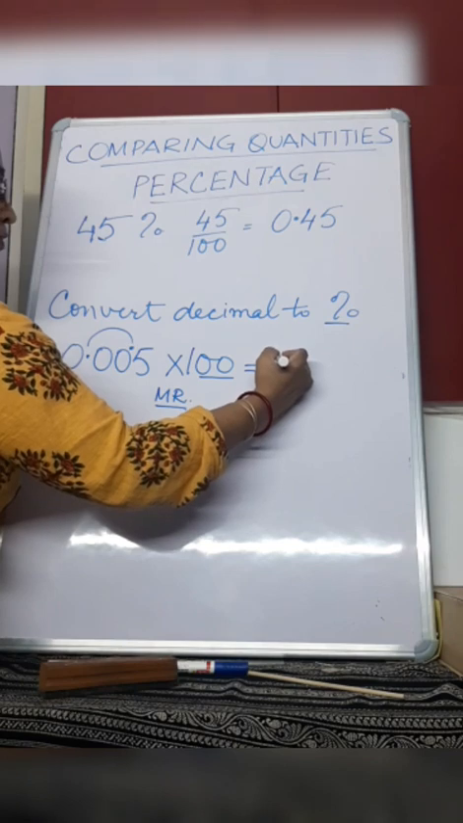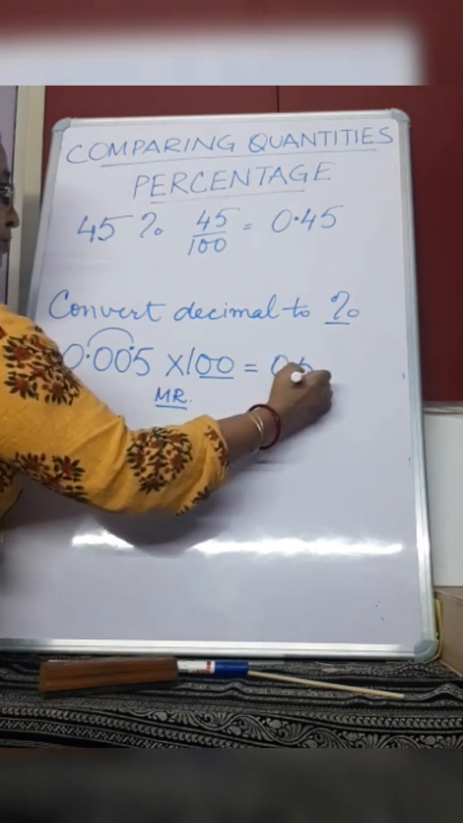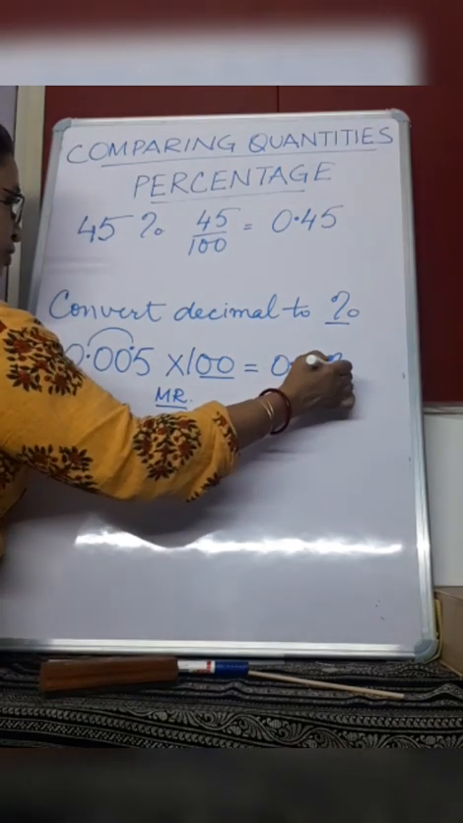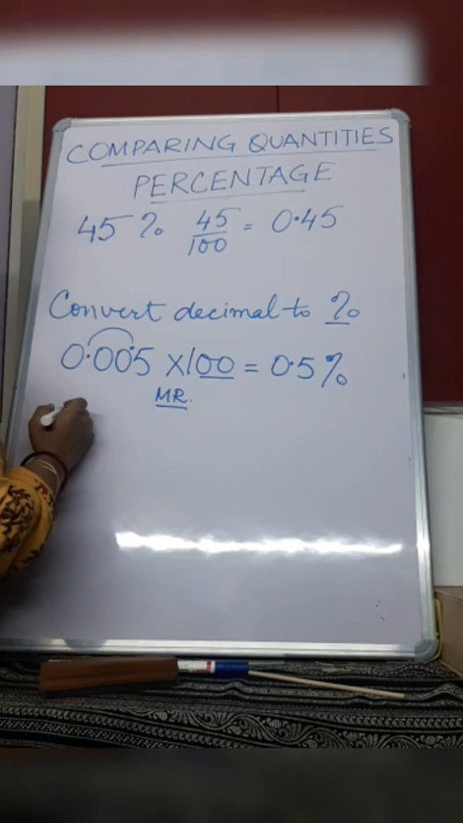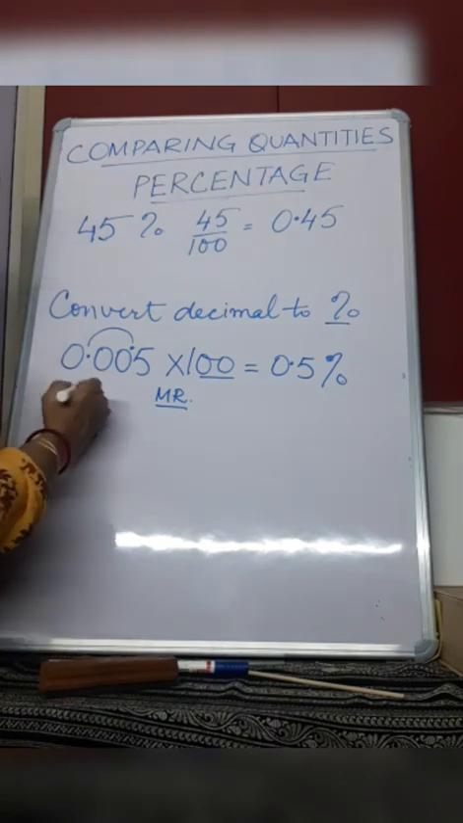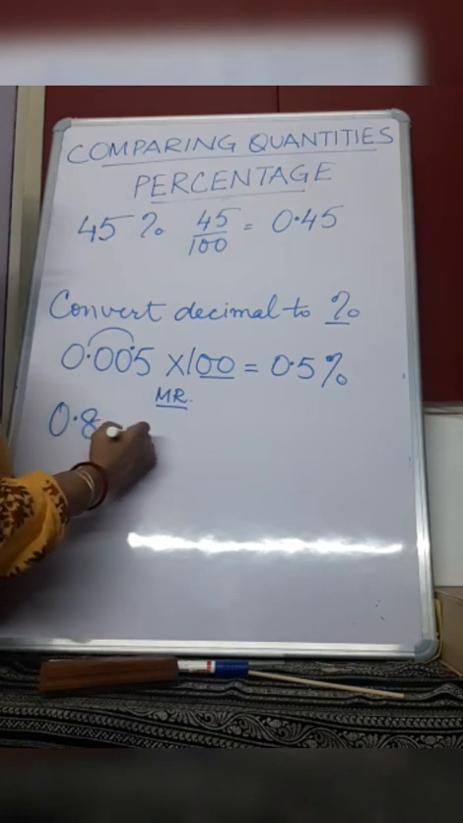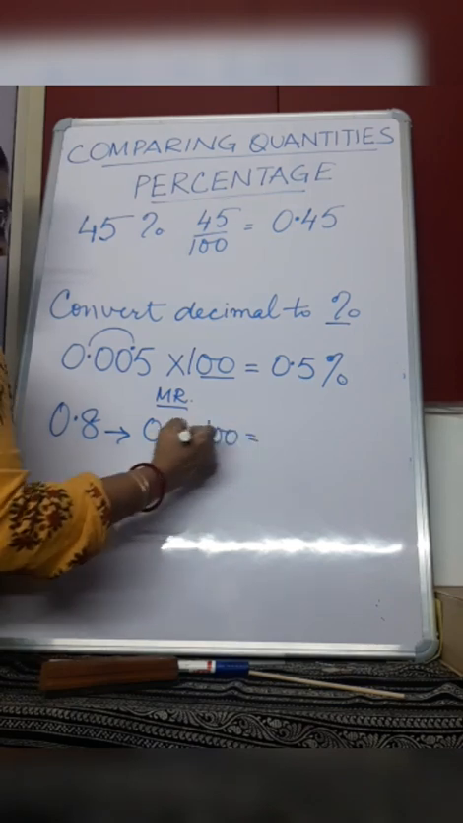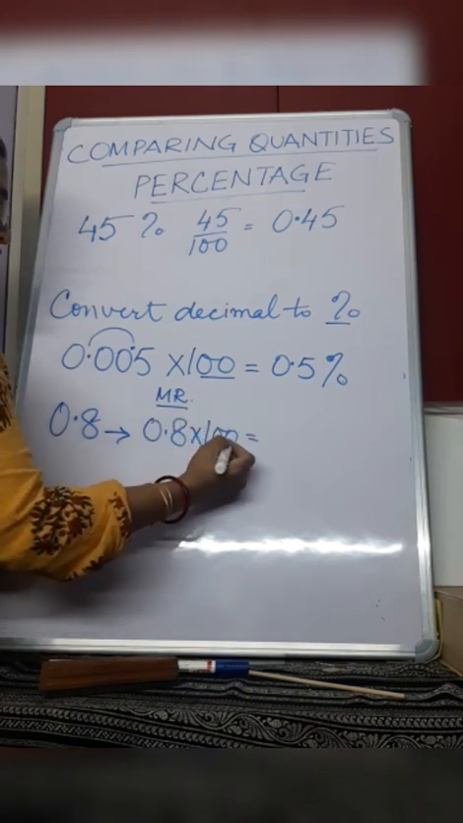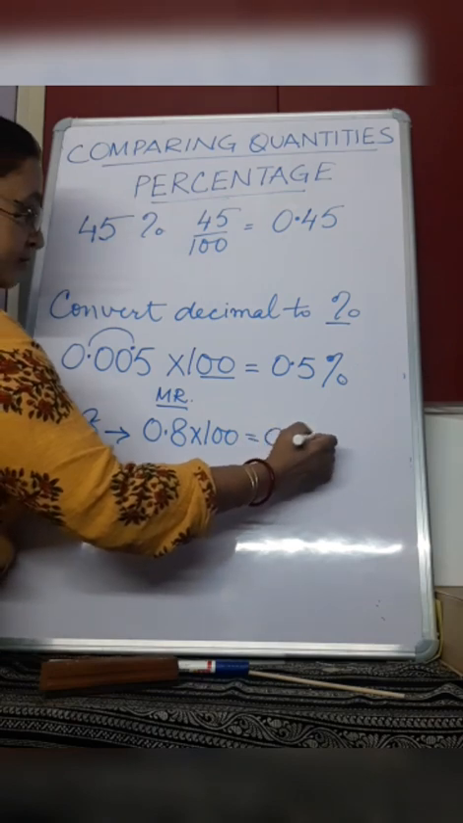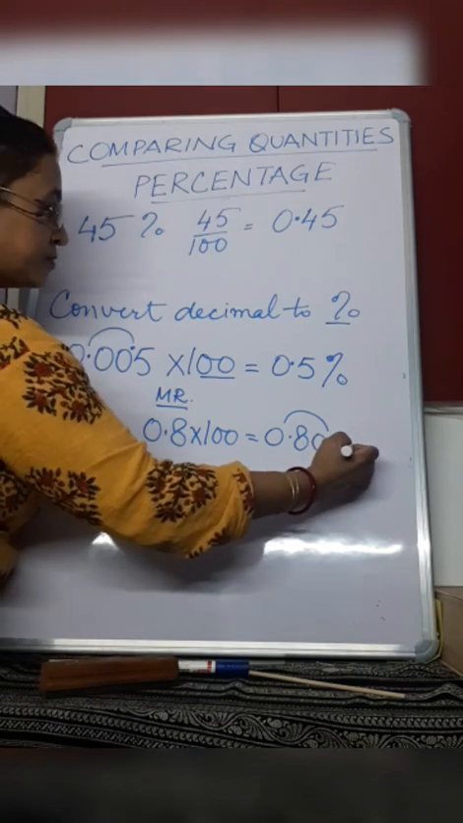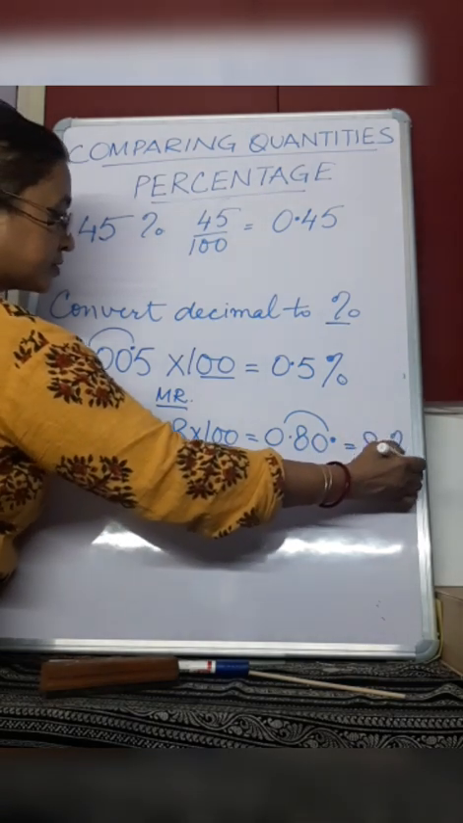So it will be 0.5 and put the sign of percentage. The next one is 0.8. Now we will multiply 0.8 by 100. The decimal will go 2 digits right, that is from here till here. So it becomes 80%.